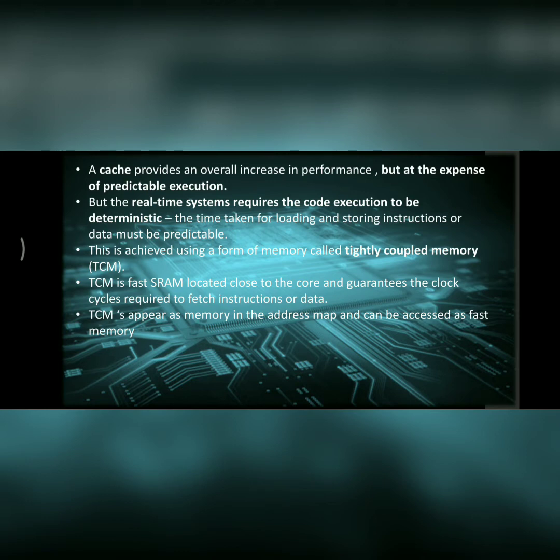The size of the TCM can be selected independently from a minimum of 4 KB to a maximum of 256 KB, in powers of 2. TCM is a fast SRAM located close to the core and guarantees the clock cycle required to fetch an instruction or the data. TCM appears as a memory in the address map and can be accessed as fast as a cache memory. Tightly coupled memory is implemented with on-chip memory and dedicated connection. Tightly coupled memory has a fixed span in the address map.